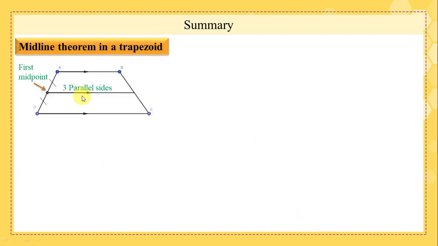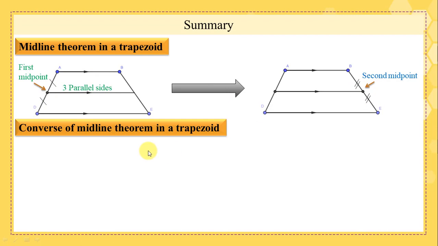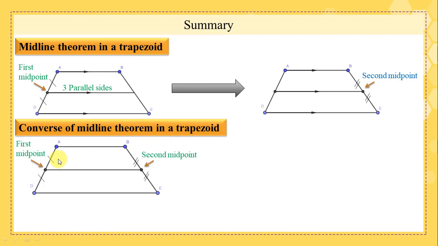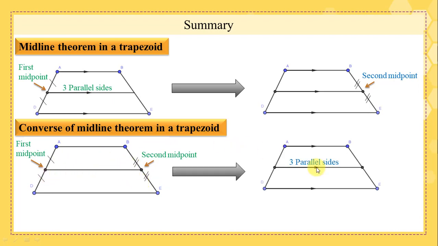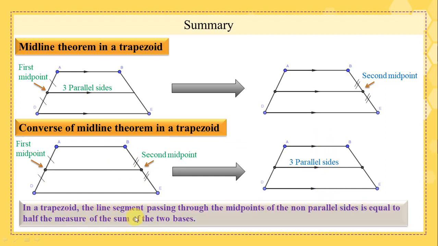Midline theorem in a trapezoid. We have one midpoint of the non-parallel sides of the trapezoid, a line passing through this midpoint and parallel to the bases. We get the second midpoint. Converse of midline theorem in a trapezoid. We have two midpoints of the non-parallel sides of the trapezoid joined by a segment. This segment will be parallel to the bases. In a trapezoid, the line segment passing through the midpoints of the non-parallel sides is equal to half the measure of the sum of the two bases.